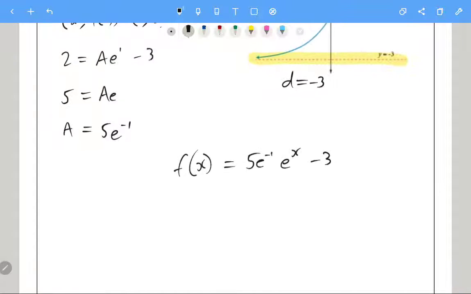Now we can combine this using the index laws. Why? Because these are two of the same base, so we can simplify this. Minus 1 plus x, or probably better written x minus 1, take 3. And that looks quite nice.